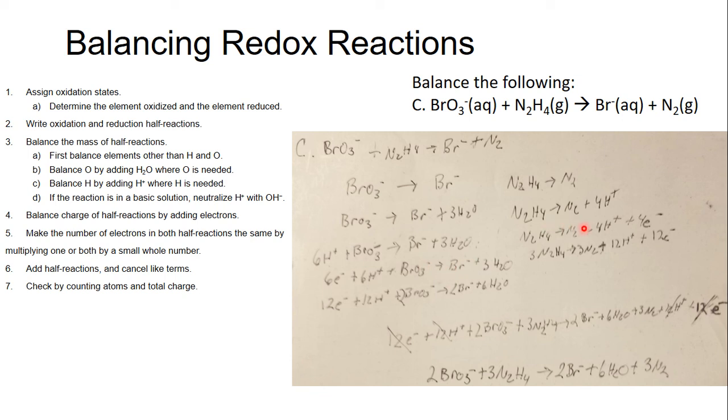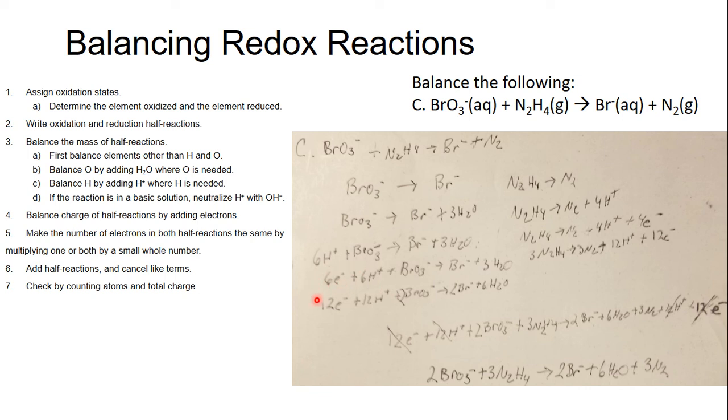I do the same thing for the other side of the equation. I have 4 pluses on my right hand side, no charge on the left side of the equation, so I add 4 electrons. Now before combining these half equations back into a normal equation, I need to make sure the number of electrons are the same in each equation. So in one equation I have 4, and the other one I have 6. So I'm going to make these both 12 by multiplying the N2H4 equation by 3 to give 12 electrons, and the BrO3 equation by 2 to give 12 electrons.